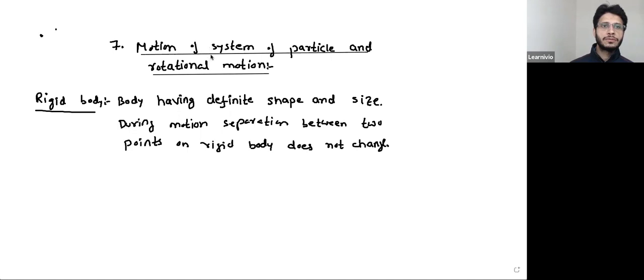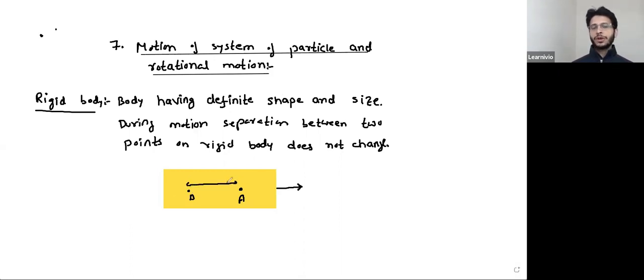So if this is a rigid body, and I'm saying that this rigid body is in motion, and I put 2 points anywhere on the rigid body, this is point A and this is point B, then during motion, the separation between these 2 points will not change. If the separation is not changing, then only you will say that body is rigid. Otherwise, body is not a rigid body.